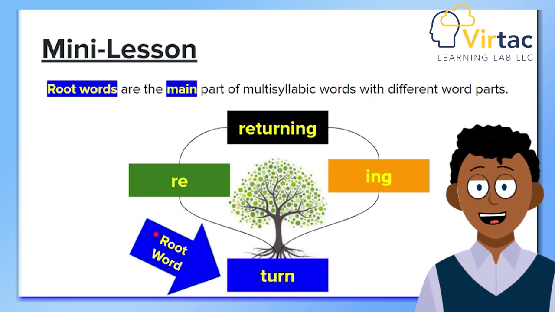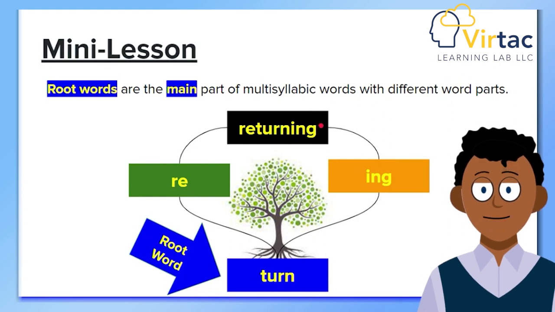Today's mini lesson is about root words. Root words are the main parts of multisyllabic words with different word parts. Sometimes we call root words base words. They mean the same thing. Notice the word returning has different word parts and multiple syllables. I'm going to clap out each syllable I hear in the word returning.